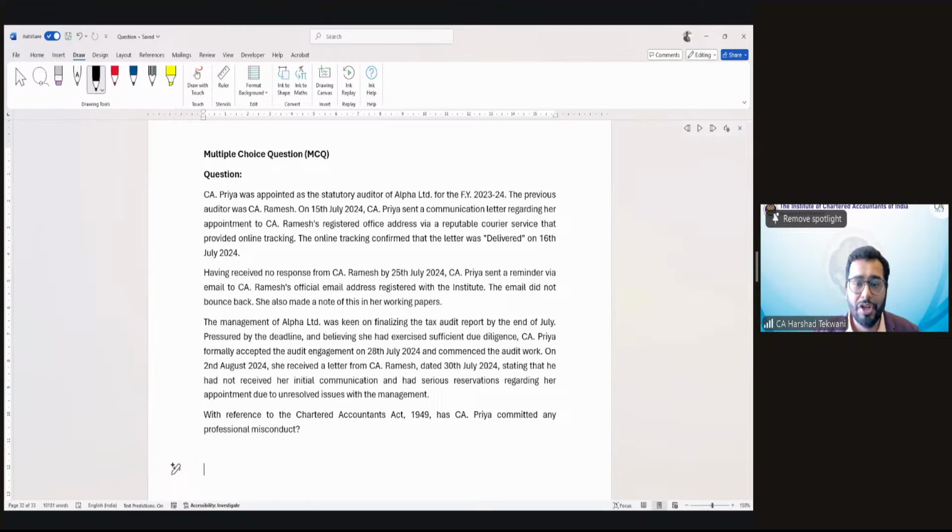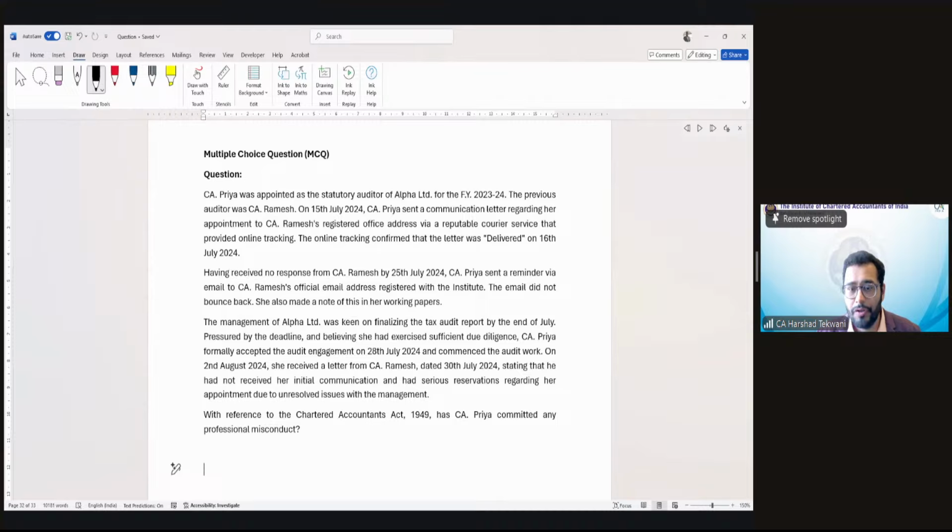CA Priya was appointed as the statutory auditor of Alpha Limited for FY 23-24. The previous year auditor was CA Ramesh. On 15th July 2024, CA Priya sent a communication letter regarding her appointment to CA Ramesh's registered office address via a reputable courier service that provided online tracking. The online tracking confirmed that the letter was delivered on 16 July 2024.